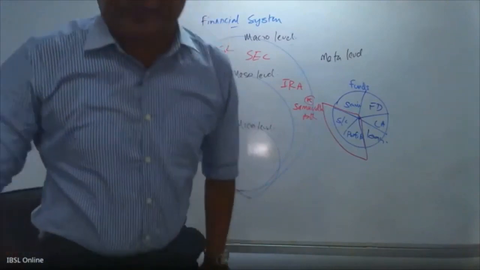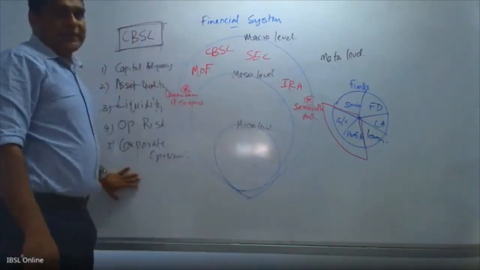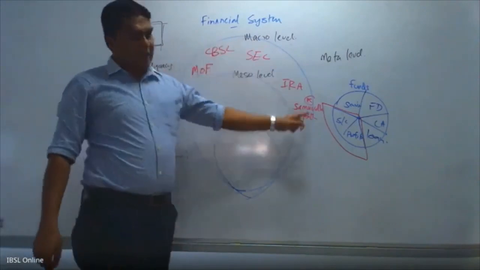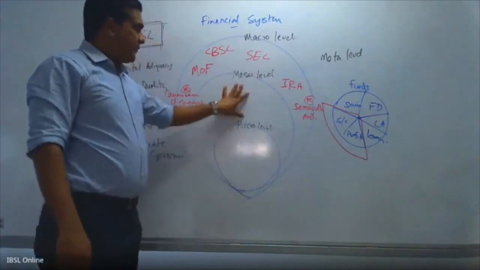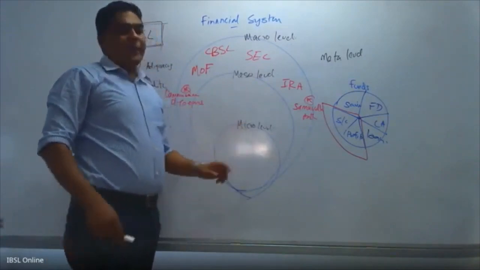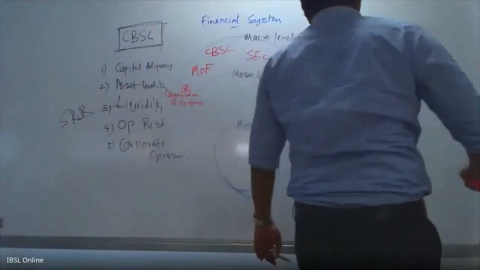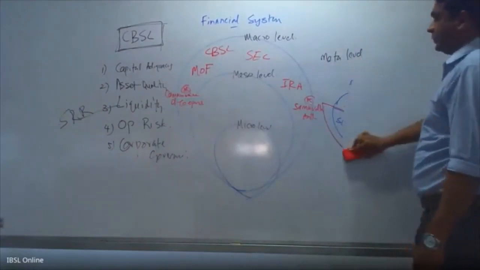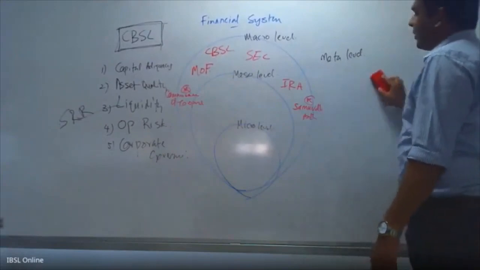Okay, so moving forward, this is something else. This is some additional knowledge I would like to give you. So this is the macro level. Then coming back to the financial system, let's forget about the meso level for the time being, and look at the micro level. The micro level comprises institutions which provide financial services.